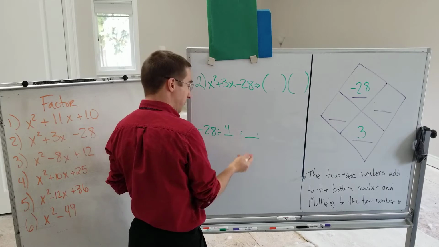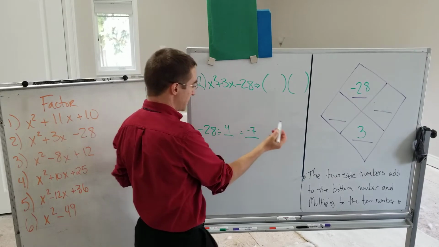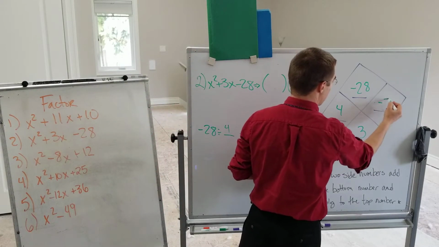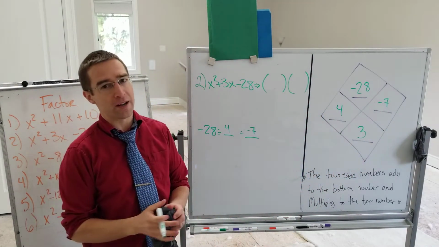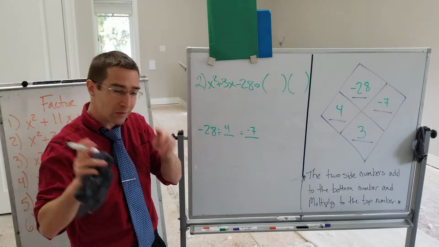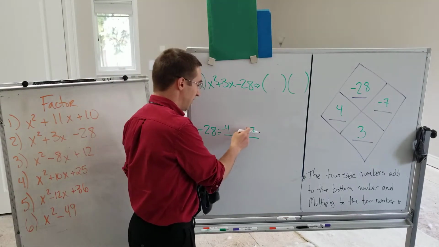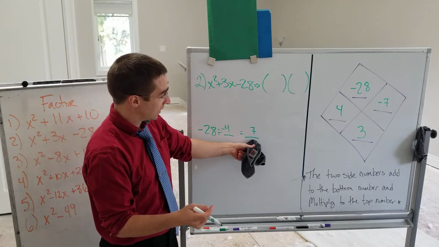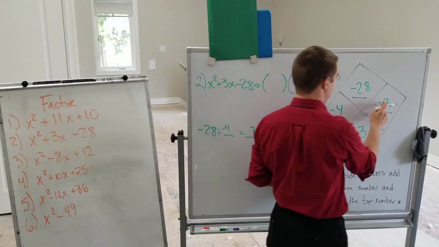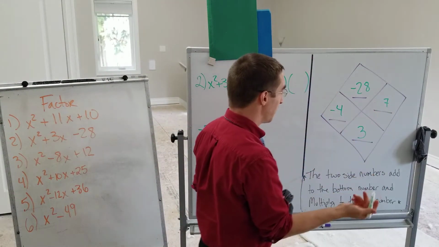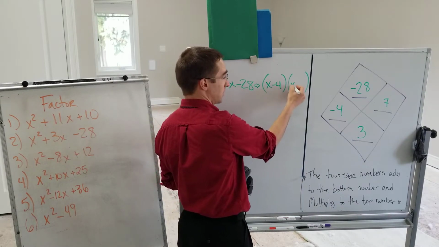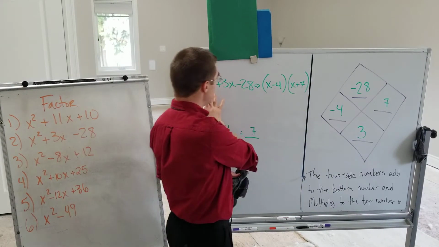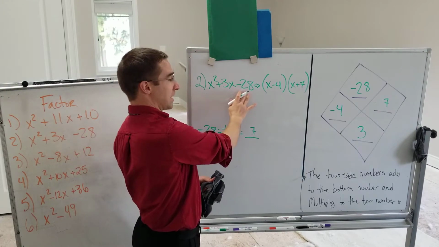Negative 28 divided by 4 gives me negative 7. Put them in the diamond problem. Those two add to a negative 3, not a positive 3. So what if I try this? If I divide it by a negative 4, that gives me positive 7. If I add those two, I get a positive 3. So I can now say x minus 4 times x plus 7 equals x squared plus 3x minus 28.